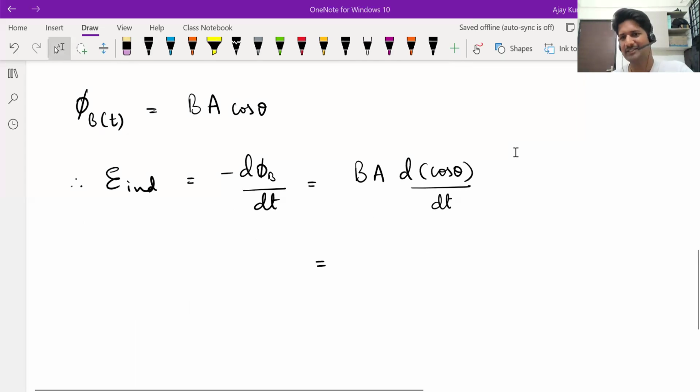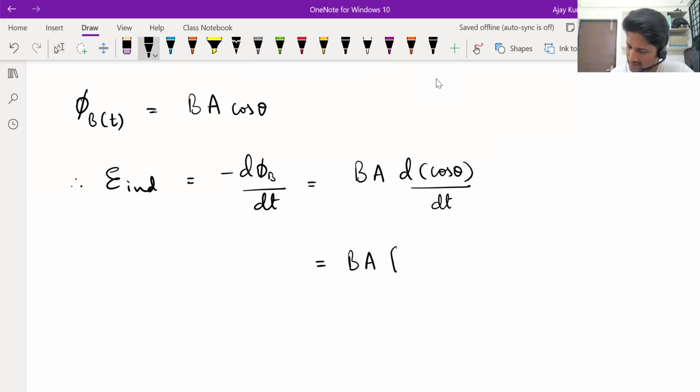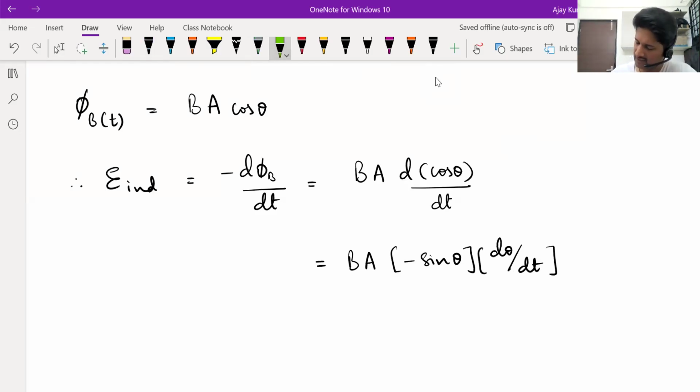What is the derivative of cos theta with respect to theta? Minus sin theta. Okay. But now we are differentiating with respect to time, which is some other variable. So this becomes BA cos theta, derivative is minus sin theta, but that is when you differentiate with respect to theta. Since you are differentiating with respect to time, you'll have to include a d theta by dt term. And d theta by dt, yeah, Pradyun, what you said is correct. So d theta by dt by definition is nothing but omega, angular velocity.